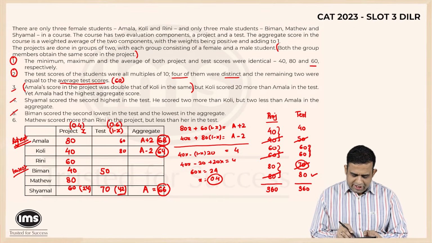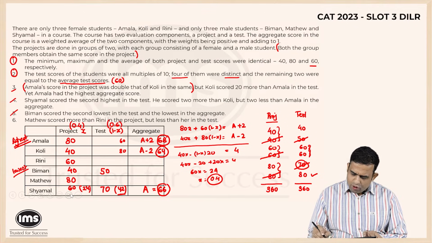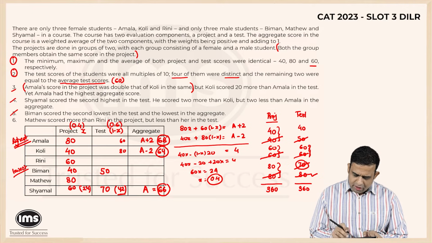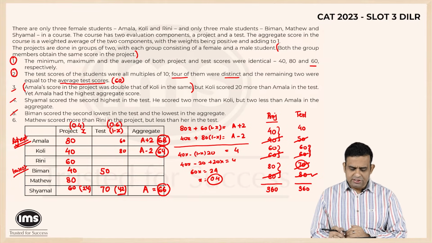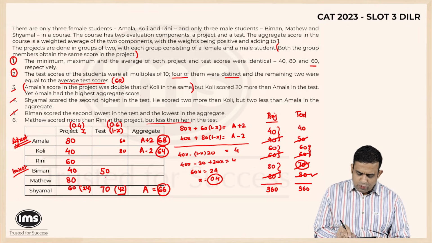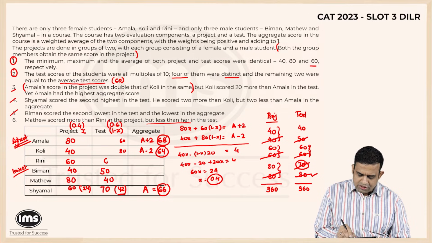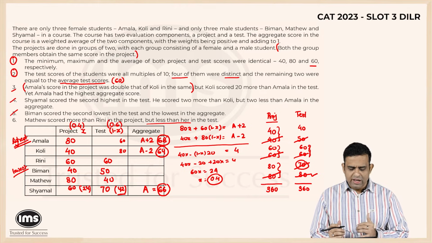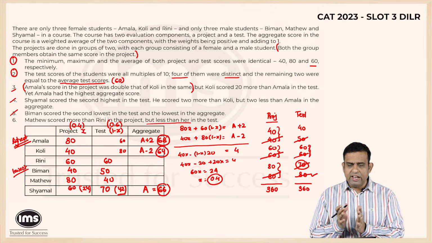So with that particular reasoning, we have this score right now. If you look at the test score, we already have a 50, we already have a 60, and 70 is also there. The numbers left are 40 and 60. What we know at this point is that Matthew has scored less than her in the test. So Matthew must have got a 40 here and Rini must have got a 60 here. Right now we know the scores of all 6 students in the project and the test.